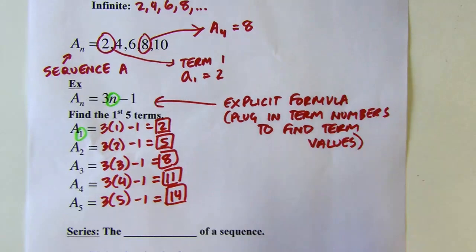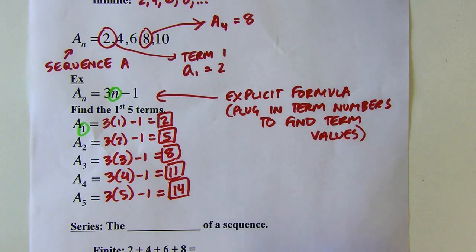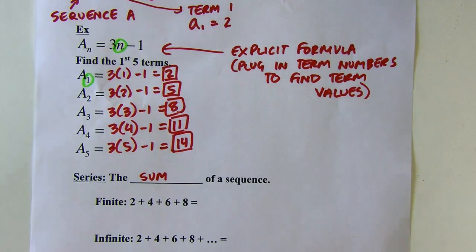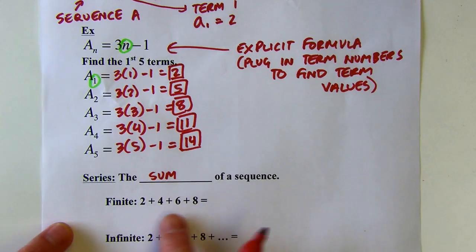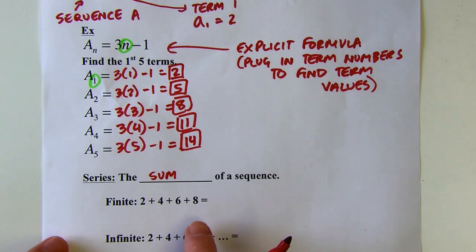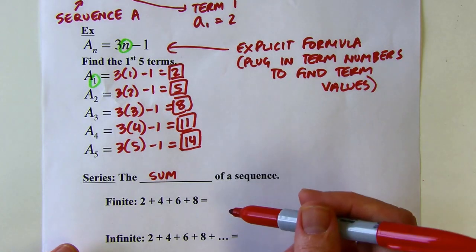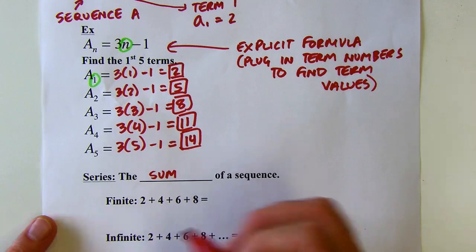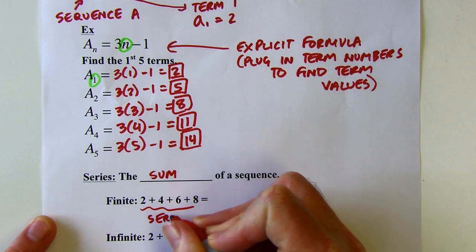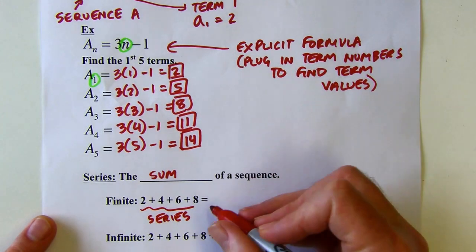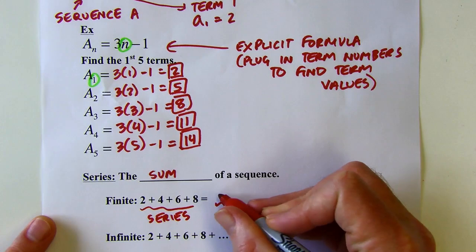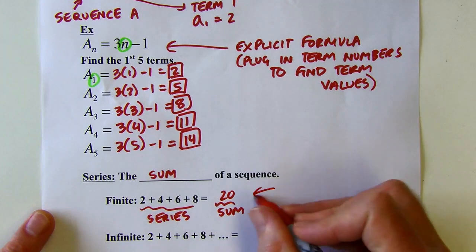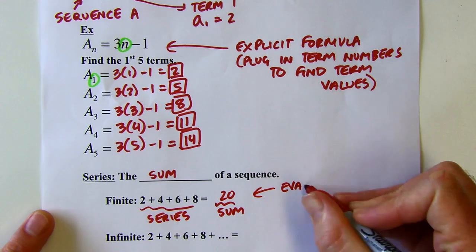It's just a list of numbers, as opposed to a series, which is the sum of a sequence, okay? So if you've got a sequence, this is the same sequence we had before. We had a finite one. And if you add up all of the term values, that's going to be a series instead, okay? So if I'm asked to evaluate this series, this is my series. And if I'm asked to evaluate this, then I'd actually add it up, and that would give me 20 here. So this is the sum of that series, okay? So this is what you do if you're asked to evaluate a series.